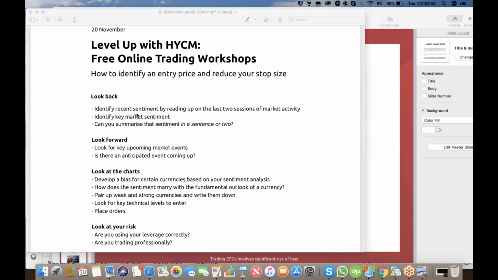And the first thing you do, look at the recent sentiment by reading up on the last 2 sessions of market activity. So today, because I'm a kind guy, I'm going to be helping you understand what the sentiment is of the last 2 sessions of market activity. So we are now approaching the start of the US session.